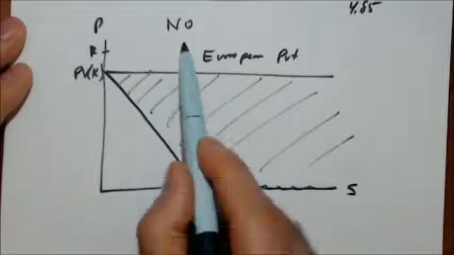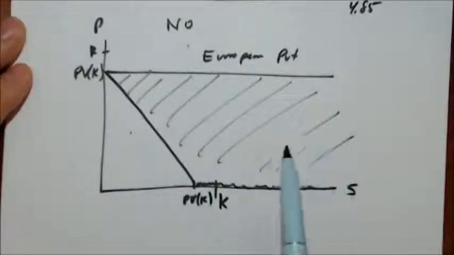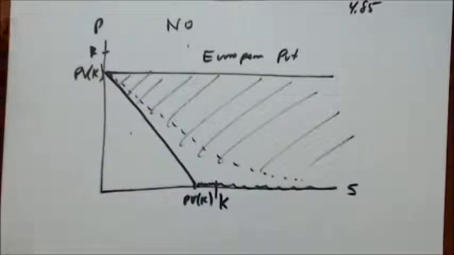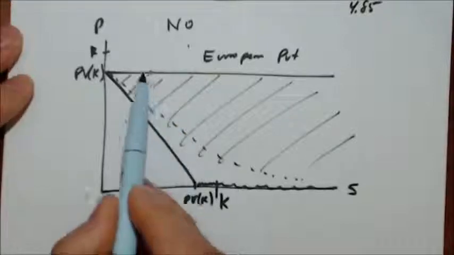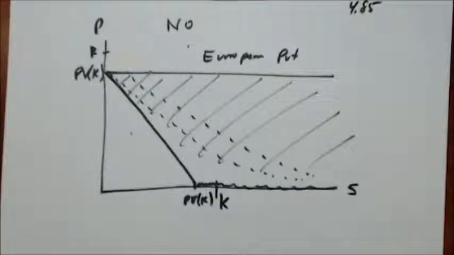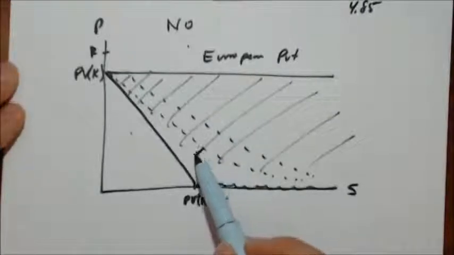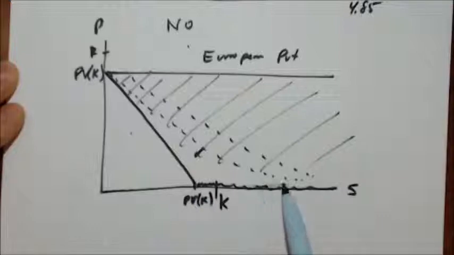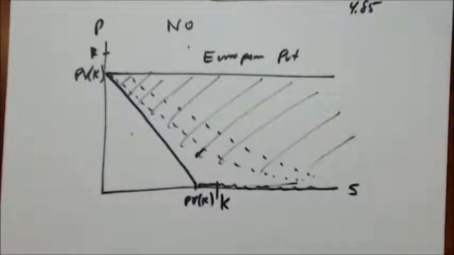So a European put would have to trade in this area. It can't be in this area, it can't be in this area, it's got to be in this area, and most often it has a value that looks something like that. And the longer the maturity, the further out and up it is. And then as it matures, it collapses down, just like with a call. It'll collapse down and end up with a kink in it at that point.